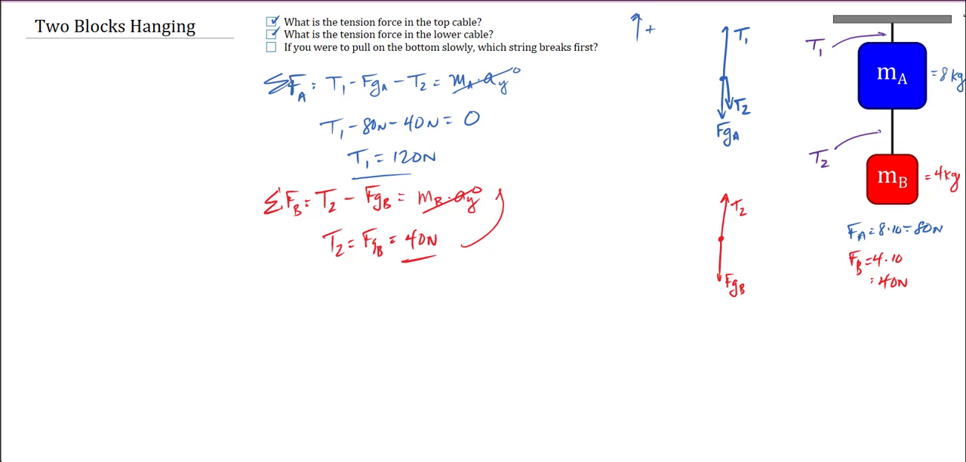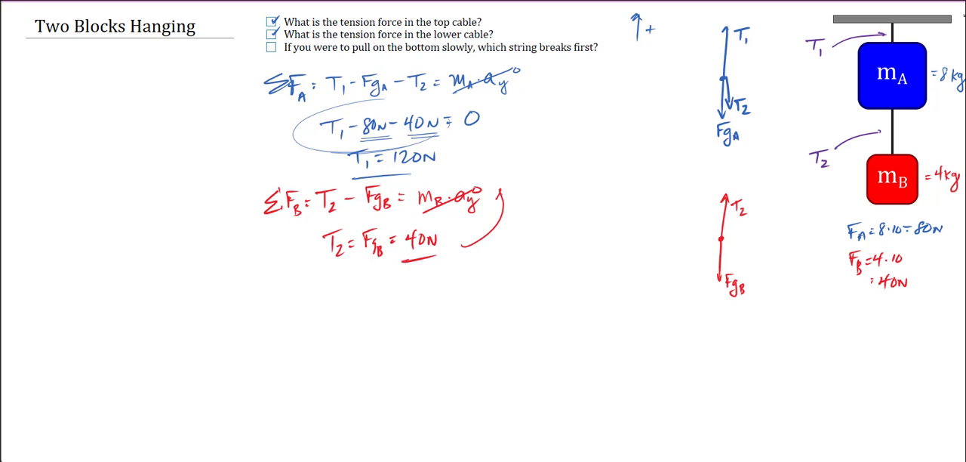The only last thing is it says if we were to pull on the bottom block slowly, which string would break? Well, assuming they're identical types of strings, they have the same failure force that they can withstand. As I pull on the bottom block, we can see that the top tension, if we look at this equation here, is holding up the bottom block, applying tension 2, and also it has to apply enough force to hold up the top block, so the top string is always going to be the one that breaks first. If you pull it slowly, if you pull it fast, that's a slightly different question.